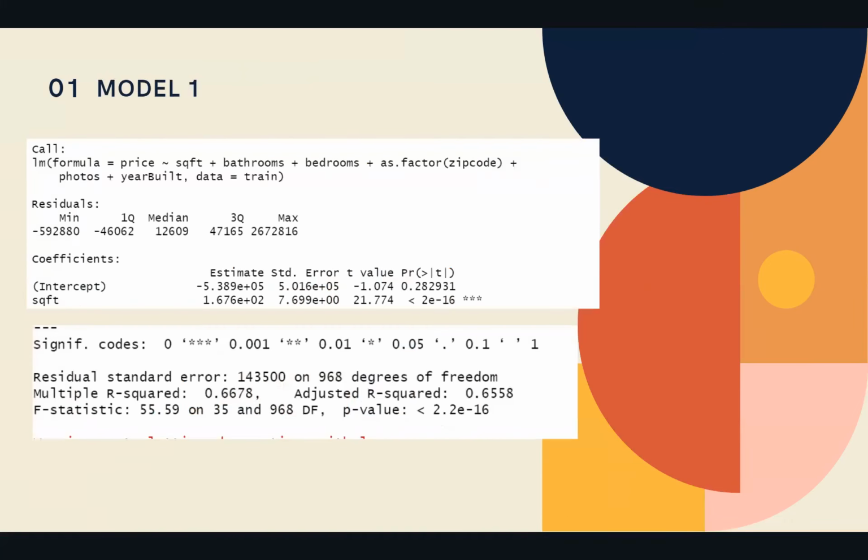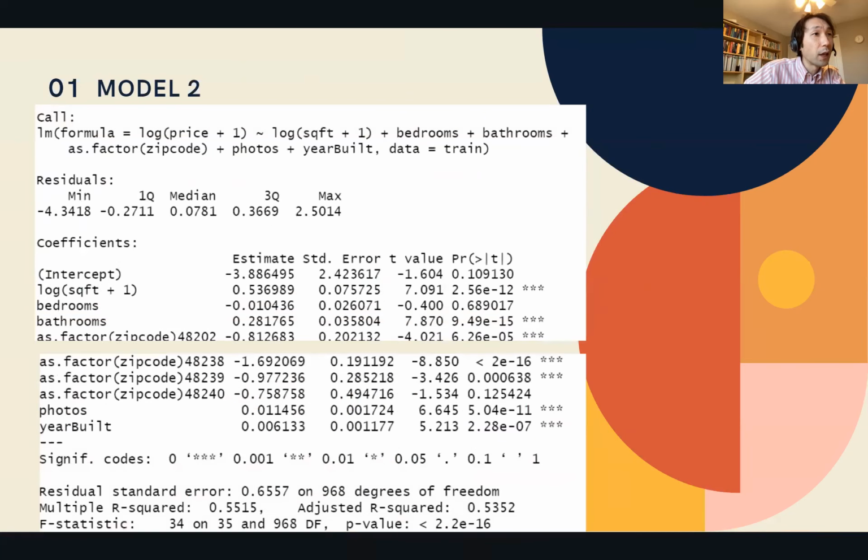No, I included it, but for model 1, it wasn't very significant. I remember year built and I see. Sorry, it's not there. Sorry, the model. Which one? Model 2, yeah. Photos, okay, so it becomes significant and positive. That means more photos, higher price. Yeah, I see.